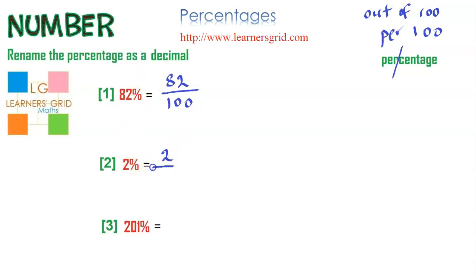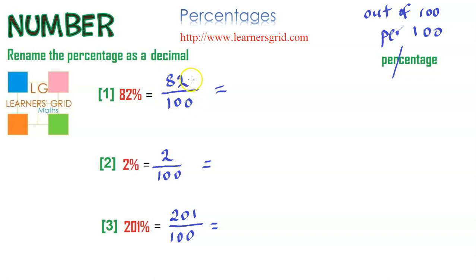2%, that's right, it's 2 out of 100. And 201%, sounds a bit ridiculous, but it's 201 over 100. And yes, we can get percentages that are greater than 100. So, next step is, okay, what does this actually mean? So now all we have to do to convert this to a decimal is to do what this says.